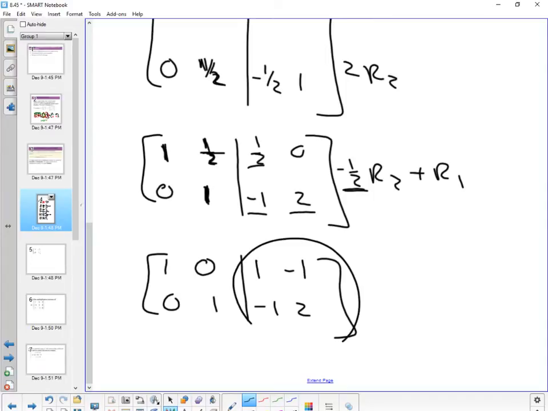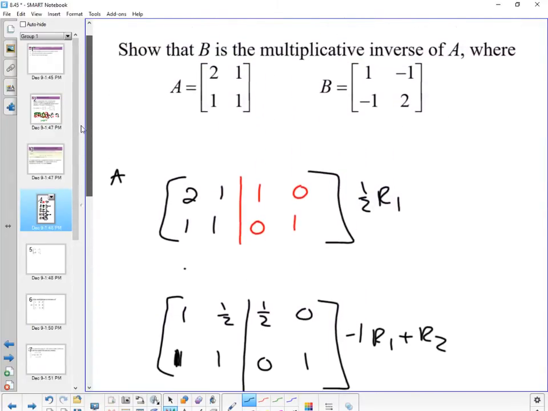So now, my friends, we're there. That means that this should be matrix B. And does it match with what we have? Yeah. There we go, people.